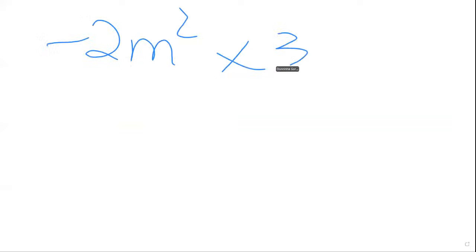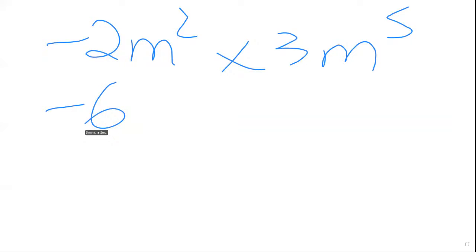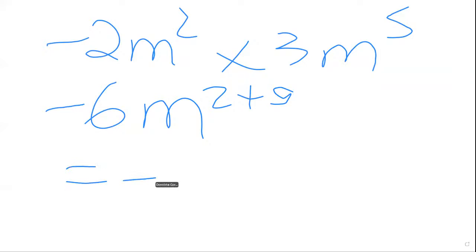Here we go. Negative 2m squared times 3m to the 5th power. Negative 2 times 3, that's negative 6. Negative times a positive. And for our variable m, we realize that the powers are 2 and 5, so we add the powers. Our final answer is negative 6m to the 7th power.